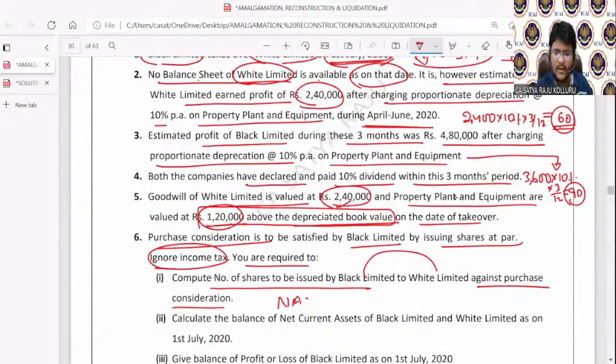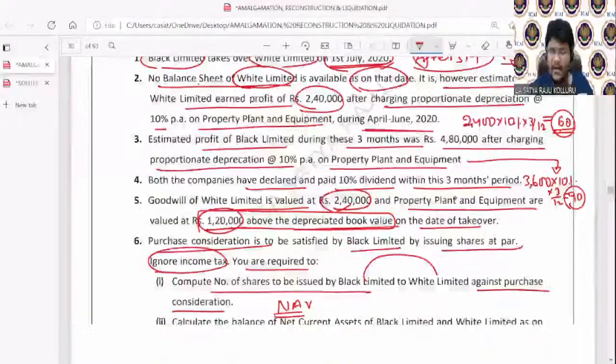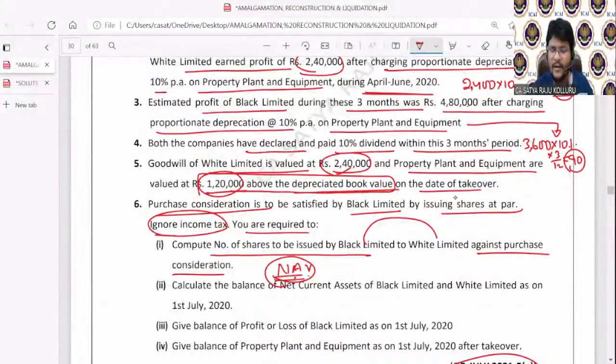Do you know the reason? Anyway, how many equity shares are to be issued? After reading the given information, is it clearly given anywhere how many equity shares are to be issued by Black Limited to White Limited? Nowhere is it mentioned. The method of PC is net asset value method. On such a net asset value, if you divide by the issue price, it is clearly given that Black Limited is issuing at par. NAV divided by face value per share gives the number of equity shares to be issued as PC. Okay, NAV method. Sir, some of our students asked one doubt.